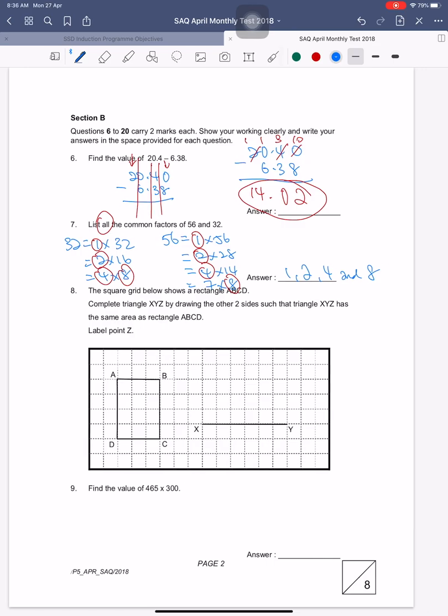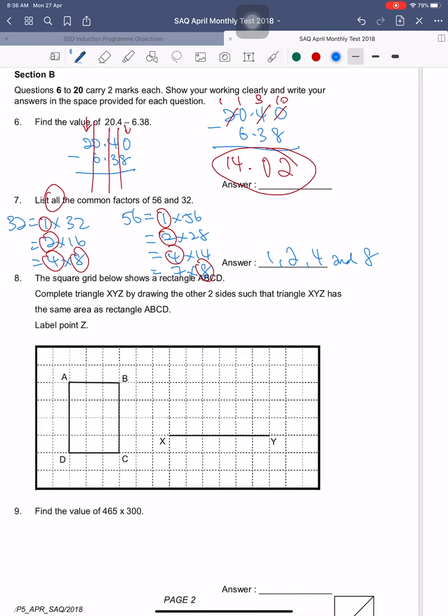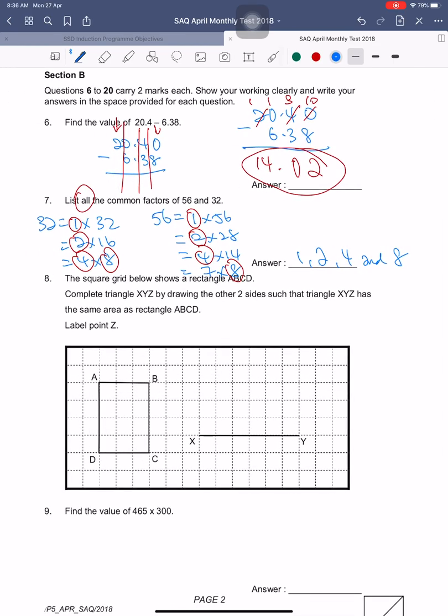Okay, question number 8. I think many of you didn't quite understand the question. The square grid below shows a rectangle ABCD, which is this, ABCD. It's a rectangle. Let me erase so that it's not too confusing. Now you're supposed to complete this triangle, which is this one.